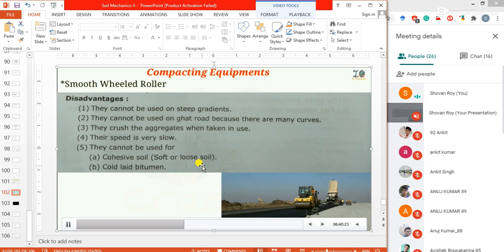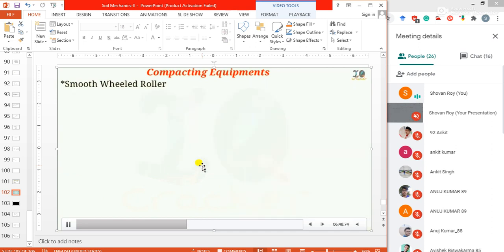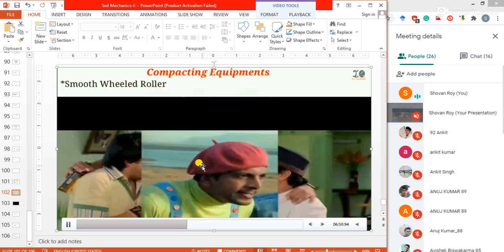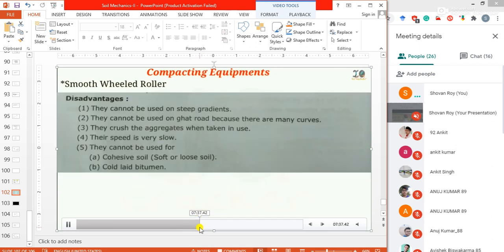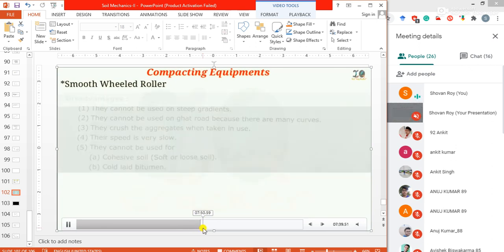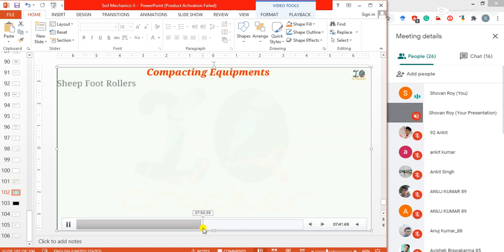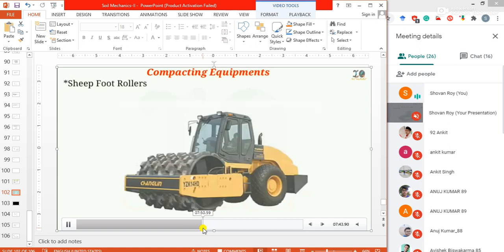Smooth wheel roller. When we are going to buy a roller, or as a requirement for our construction, we should ask the companies, whatever the sites, we should ask the type of roller. Okay, requirements of the roller.